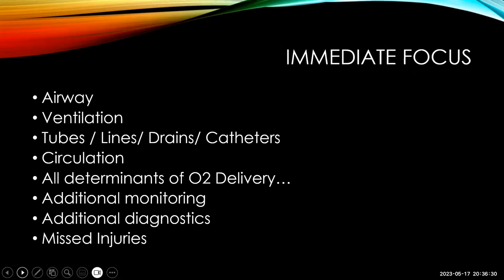And again, we go by the sequence of events, just like ABCs, so airway and ventilation. Look at all the tubes, lines, drains, catheters placed, and then reassess all orifices and focus on circulation, the ongoing phase of resuscitation, as we said. And we now systematically and scientifically look at the determinants of oxygen delivery. So right from the hemoglobin, the cardiac output, the peripheral microcirculation, any organ damage ongoing, and need for any additional monitoring, additional diagnostics, and again, as I said, missed injury.